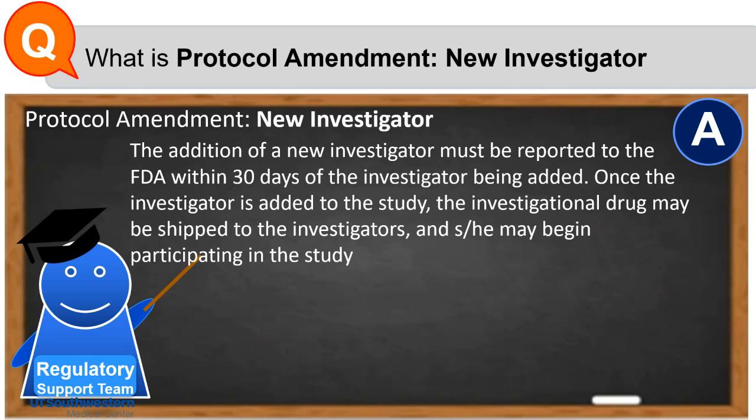This is relevant for multi-center studies. Sponsor must collect and submit Form 1572 and CV of the investigator from each research site to the FDA. Sponsor must also collect IRB approval letter from each research site prior to shipping investigational drug. The best practice is to include IRB approval letters with FDA submission.